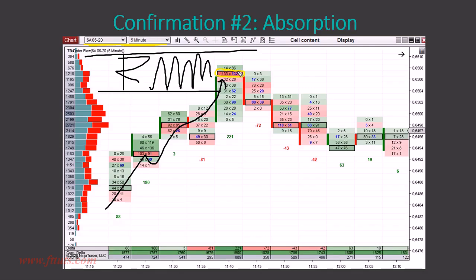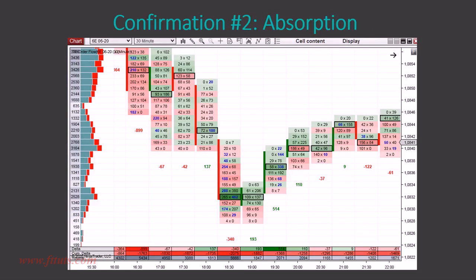133 contracts on bid, 132 on ask. Those volumes are way bigger than the average in all those previous footprints. So this is a sign of absorption. And as soon as you see that formed in that resistance zone area, you go short.